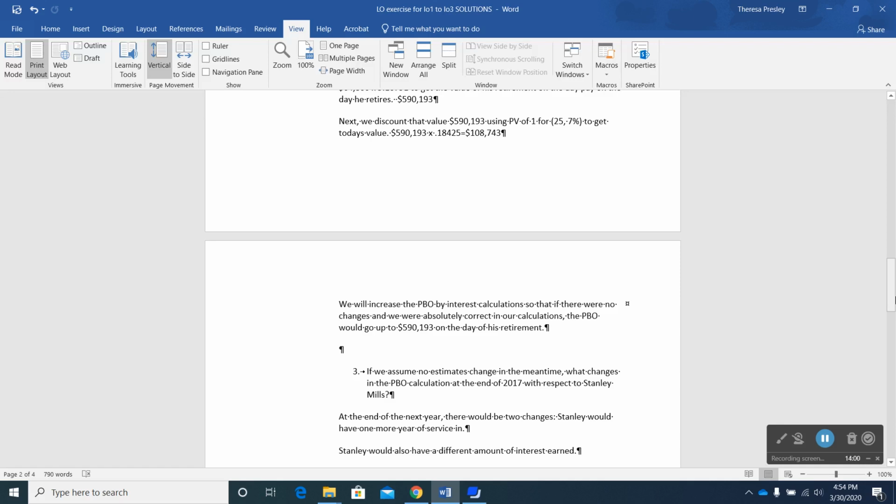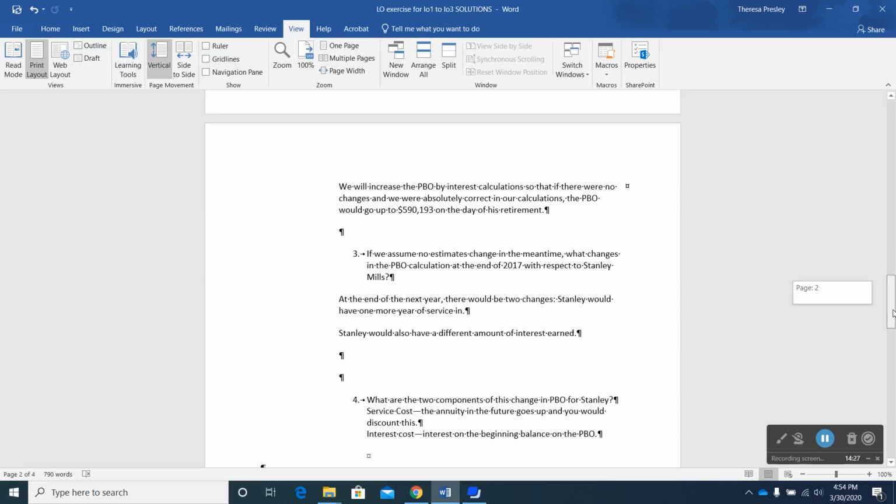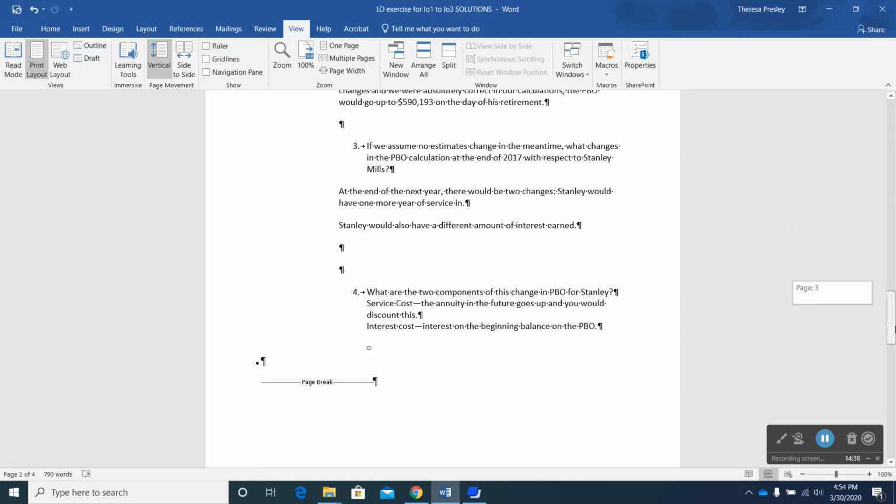So everything changes, and you have to do new present value calculations every year to come up with the new numbers. The two major things that will change is there'll be another service year added, and we call that service cost, and also the effect of present value calculations, and we'll call that interest or interest cost. So service cost, the annuity in the future goes up, and you're discounting that, and then also you're calculating interest based on the beginning balance of that PBO.